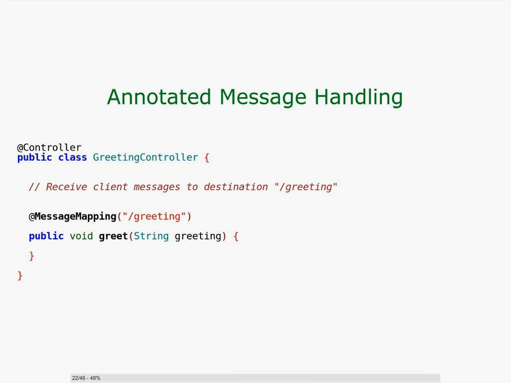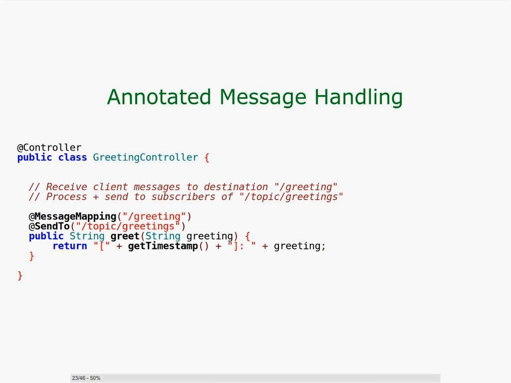And the application can process this however it sees fit, but if you think about it, if one client sends a greeting, we probably want to do something with that greeting. We want to enrich the message and then pass it along to every subscribed client. And in order to do that, we can add a timestamp in this particular example, and then we're going to return that from the method and use the send to annotation to send it to the message broker. And that's going to be a destination of /topic/greetings.